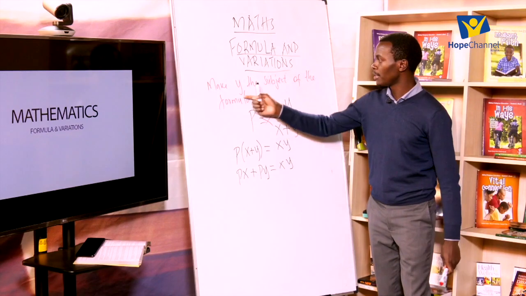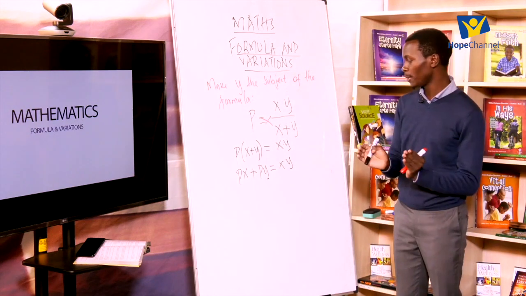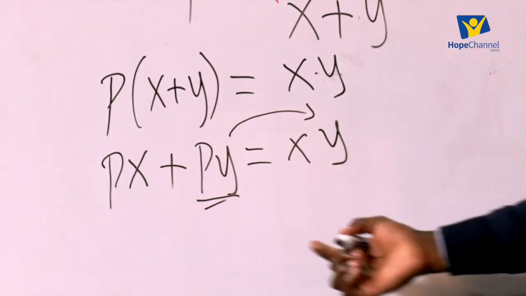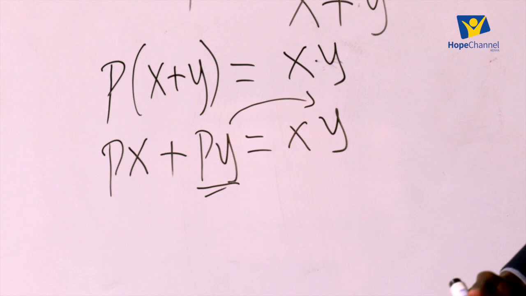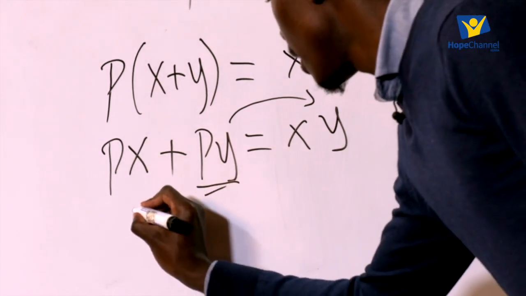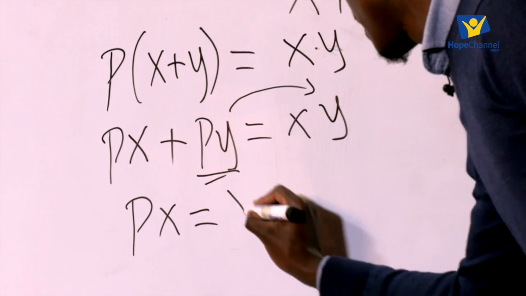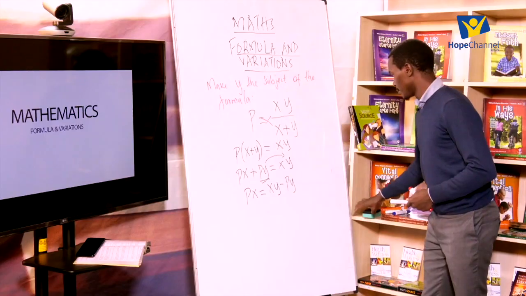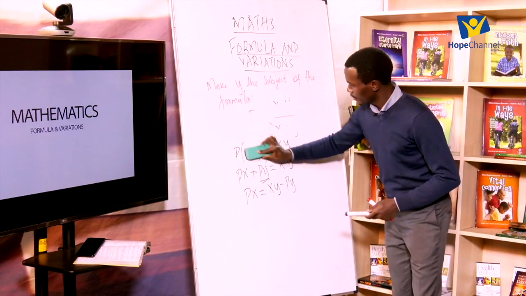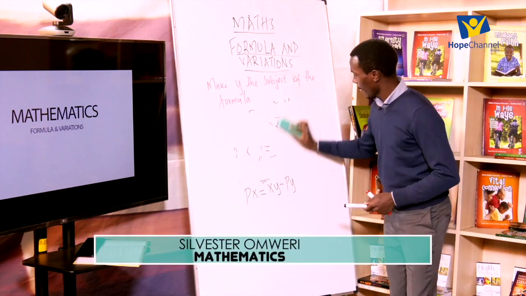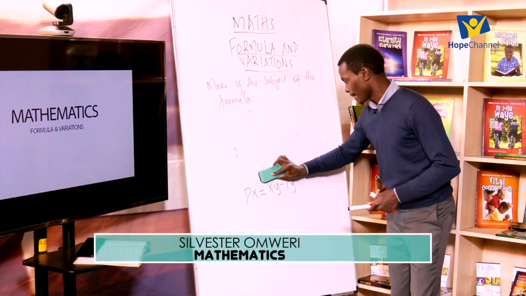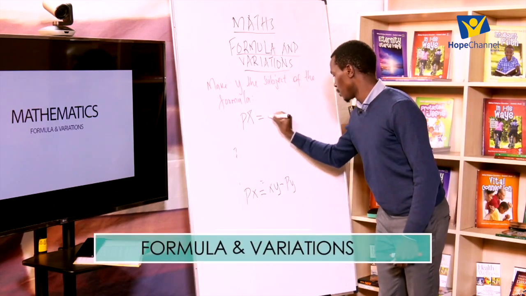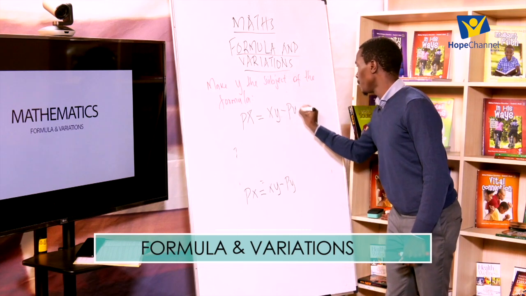Now we need to make y the subject of the formula, so we will have to put all the y's together, and that requires us to take py to the other side. Now because it is positive, when it crosses the equal sign, it becomes a negative, and therefore px is equal to xy minus py. So I can clean this first part here, so that we create space for working. Transfer it here, px is equal to xy minus py.